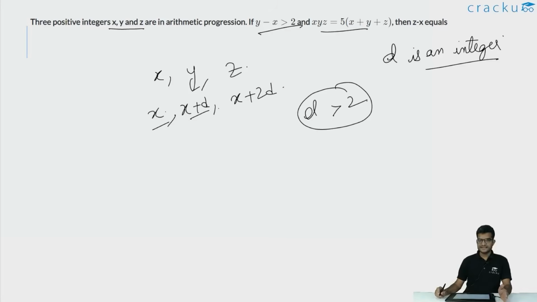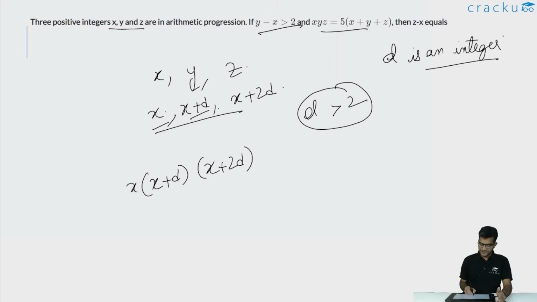We are told that x into y into z is equal to 5 times x plus y plus z. What is the value of the left hand side? That will be x into x plus d into x plus 2d. And what is the value of x plus y plus z? That will be 3x plus 3d. So this is equal to 5 times x plus y plus z, which will be 3x plus 3d.